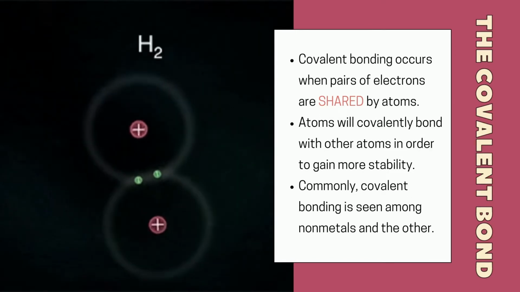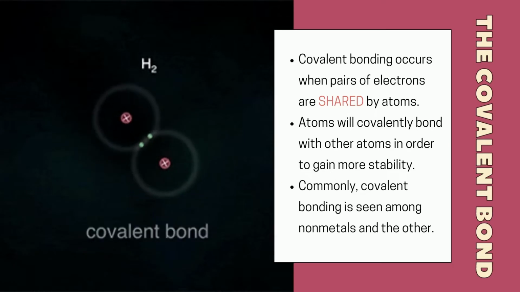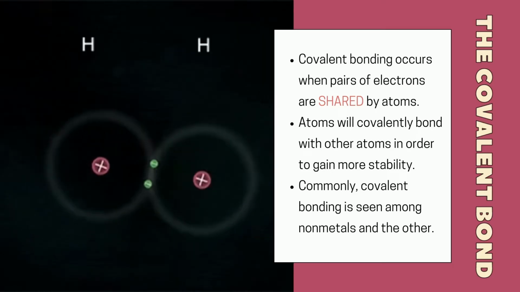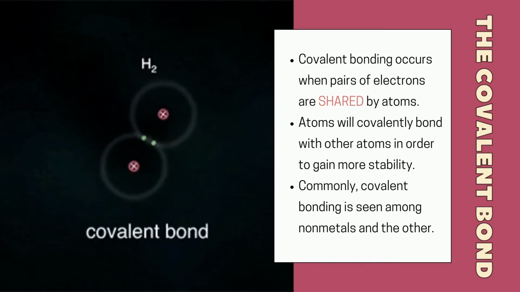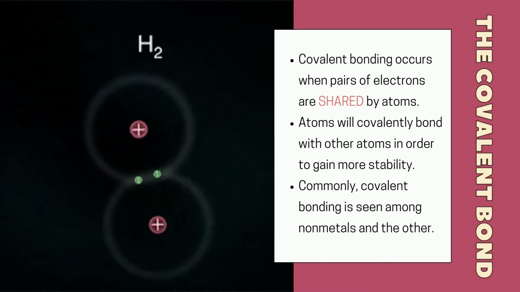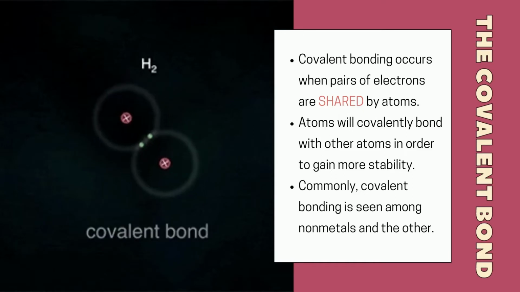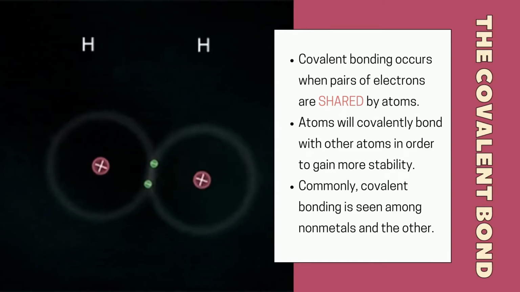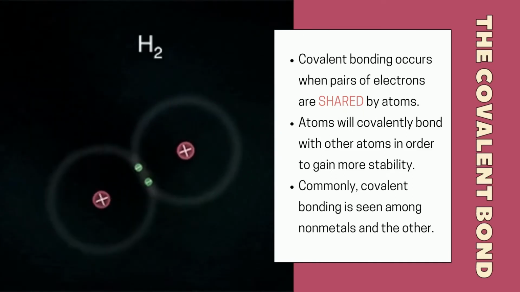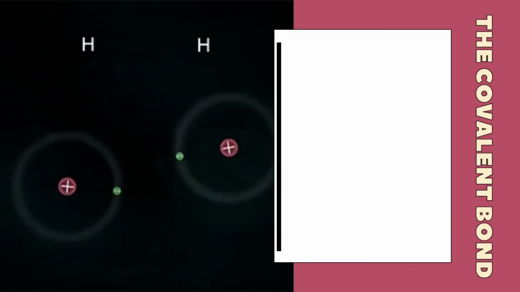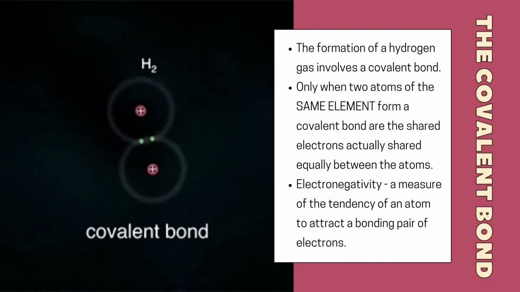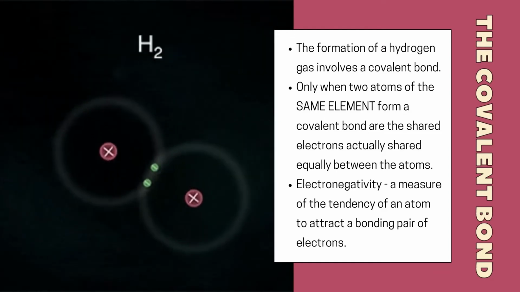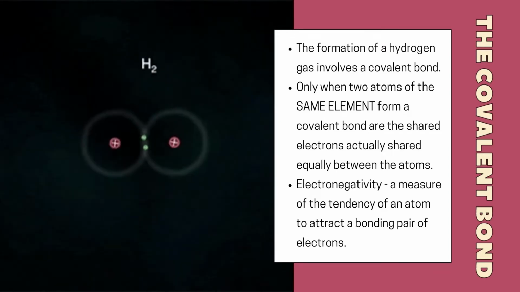Each hydrogen atom will share each other's single electron, forming one covalent bond. In this way, both atoms share the stability of a full valence shell. Simply, it is just a give and take situation. As I've said, the formation of hydrogen gas involves a covalent bond.